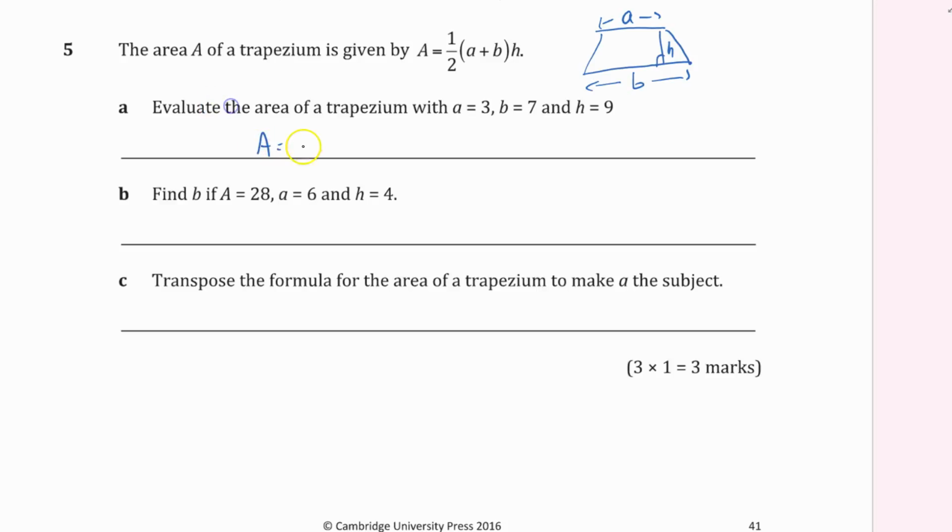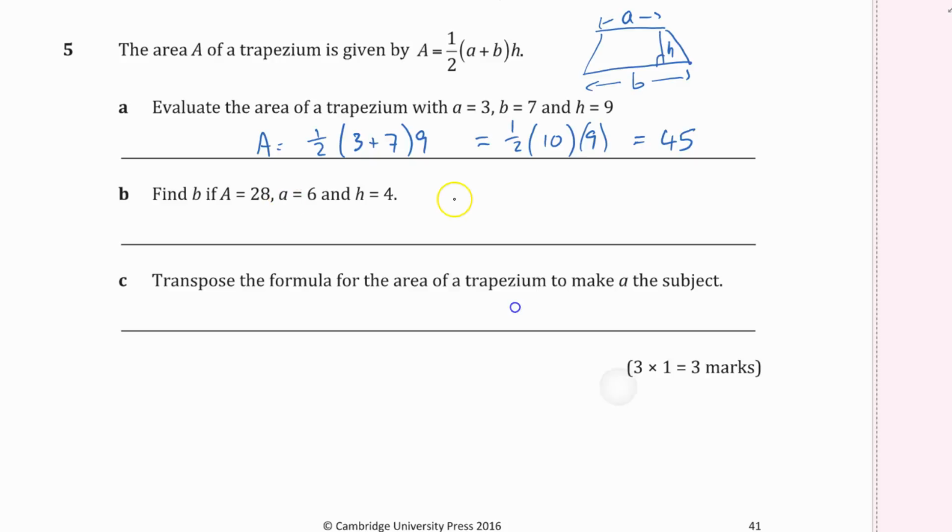So the area equals 1/2, a is 3, b is 7, and h is 9. It's not usual to work across the page, but I don't have much choice here. So I've got a half, 3 plus 7 is 10, times 9. Now it doesn't matter if you go half of 10 times 9 or 9 times 10 and then half first, you're still going to get 45 either way. Let's just check it. Half of 10 is 5, 5 9s are 45. If I chose 9 times 10 first, I've got 90, 1/2 of 90, 45.